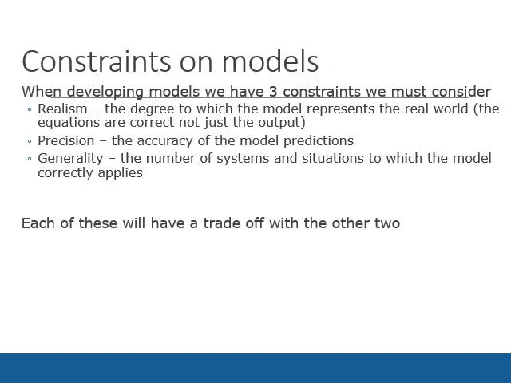Here I'd like to outline some of the constraints on models. When developing models, we have three constraints we must consider. Realism, the degree to which the model represents the real world. The equations are correct, not just the output. Precision is the accuracy of the model predictions. And generality, the number of systems and situations to which the model correctly applies. Each of these will have a trade-off with the other two.